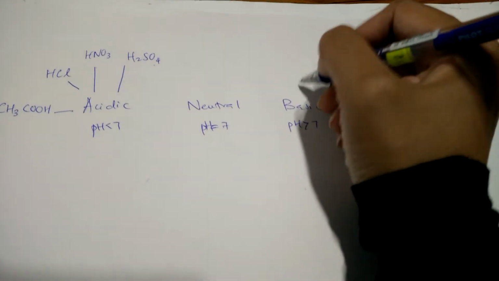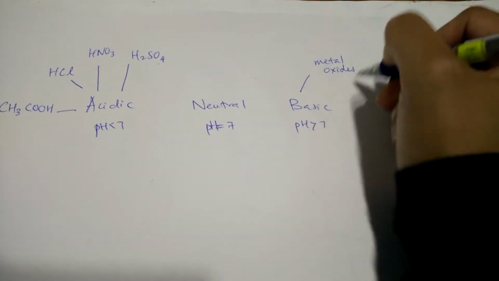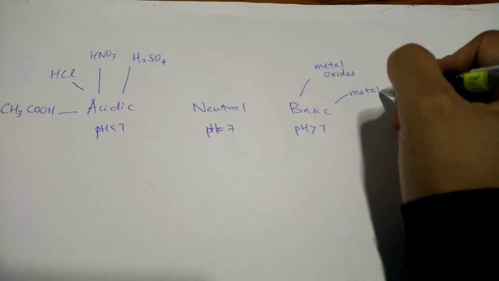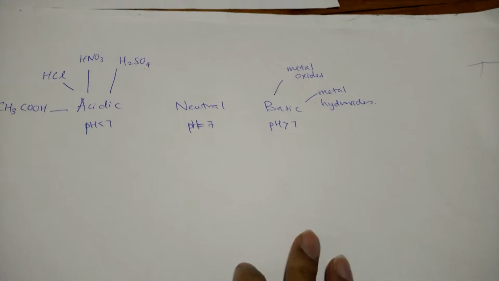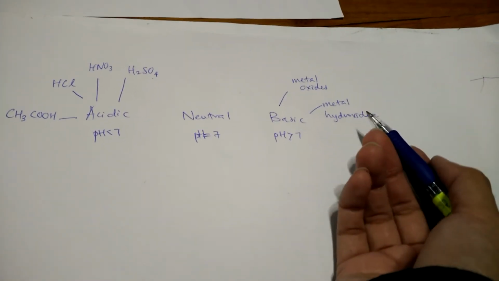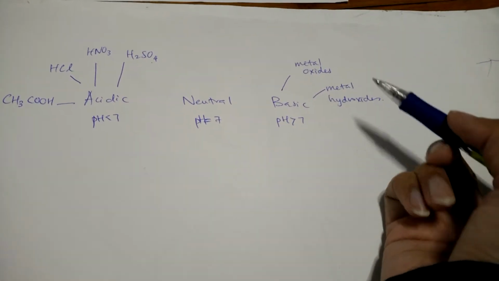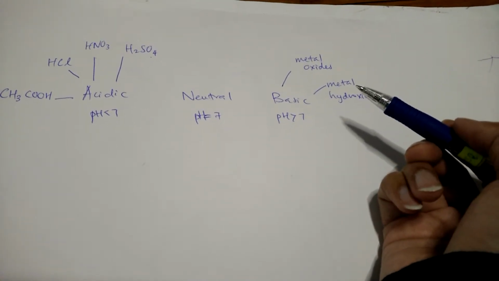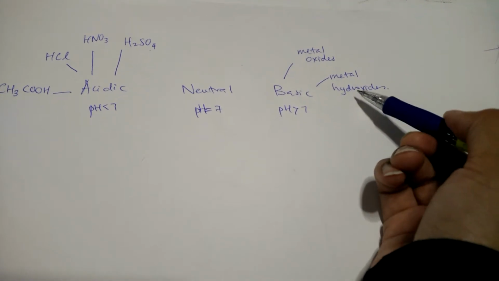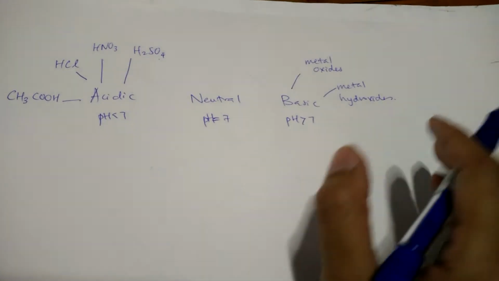Okay, then for basic, right? Basic substances, the ones that we learn are mostly metal oxides or metal hydroxides. So for example, what do I mean by this? It could be magnesium hydroxide, magnesium oxide. Give me another metal, zinc hydroxide, or calcium hydroxide. These are examples of basic substances, any metal that you see, but not all metals.